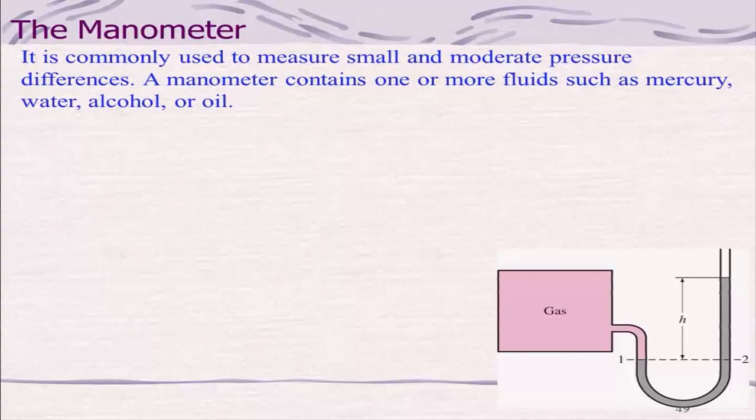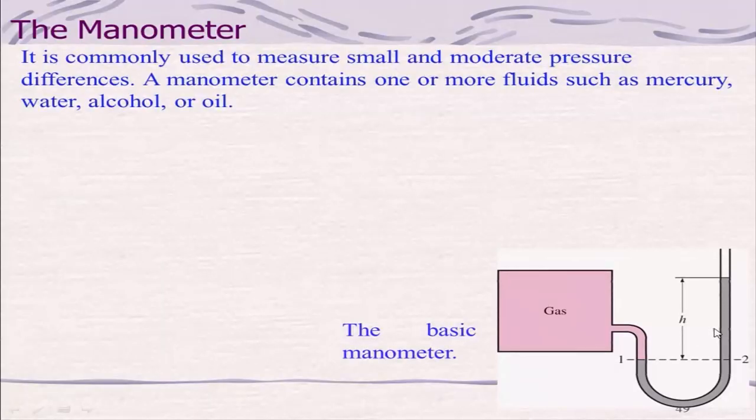So let us look at a tank which contains gas at a higher pressure, connected to a U-tube manometer. This is just a simple glass tube with a graduation, so that you can measure the height, and this fluid, because of pressure, is pushed. This is the manometric fluid, right? And it has this level, and the difference in the manometric fluid height due to this pressure is h, right?